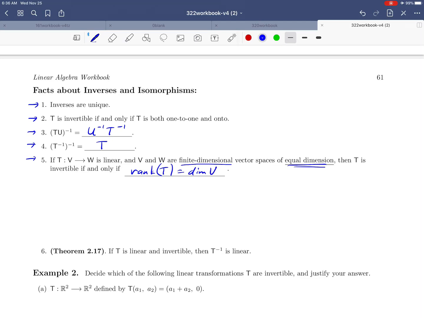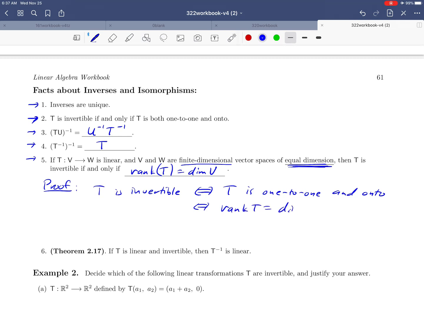We can actually give a short proof of that, just referring back to some of the theorems that we talked about earlier. Starting with the observation that T is invertible if and only if T is both 1-to-1 and onto, that was fact number 2 that we mentioned up here. And then if you look back at theorem 2.5, T being 1-to-1 and onto under this assumption of equal dimension is actually equivalent to the rank of T being equal to the dimension of V. So I'll refer you back to theorem 2.5. You can look at that and confirm that equivalence that we just wrote down.